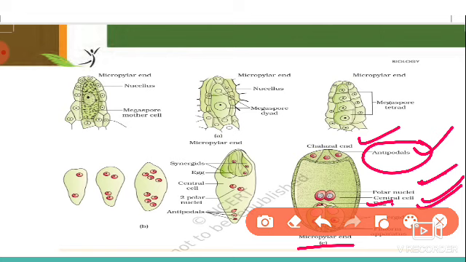But how many cells are here? There are 7 cells, not 8 cells. 8 nuclei are there, but 7 cells are there. Not 8 cells. 7 cells are there.